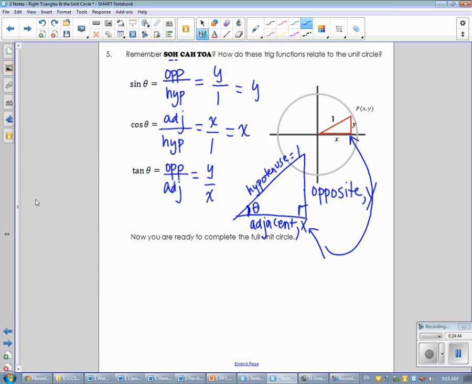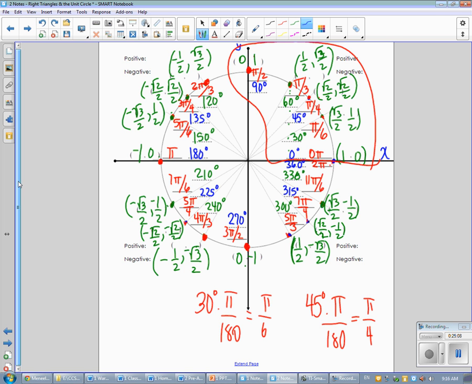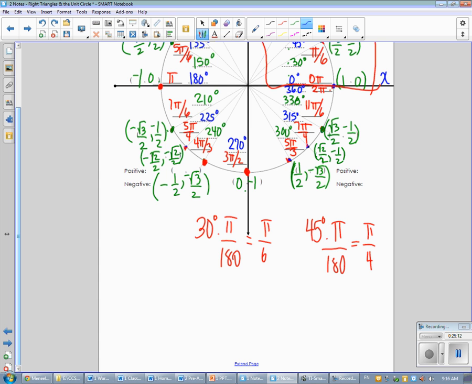So basically what we're saying is the point (x, y) is equivalent to the ordered pair where we have the cosine of theta and the sine of theta. So what does that mean? It means if we use our unit circle, I can evaluate sine, cosine, and tangent without my calculator. Let's go back to my unit circle. I'm going to have to scroll up a little bit.